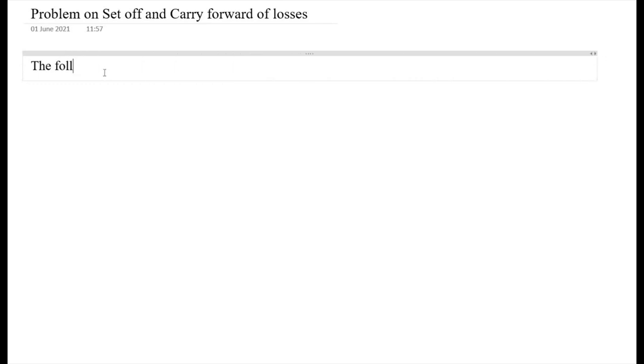It's an example of a problem on set off and carry forward of losses. The question runs like this. The following are the incomes and losses of Srimati Rani for the previous year 2019-20.